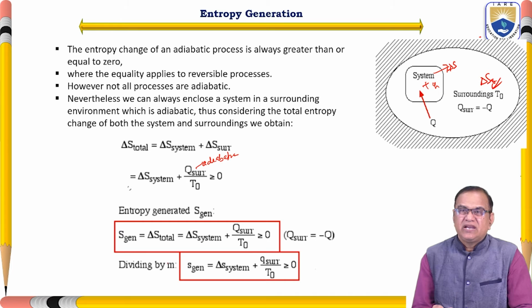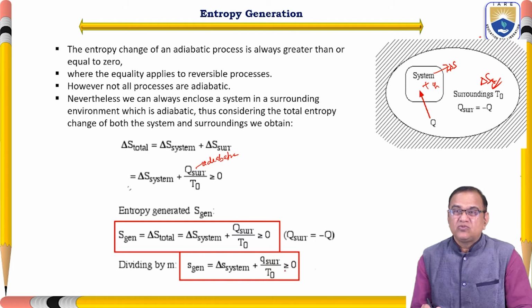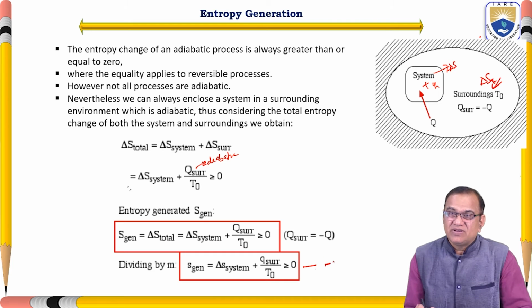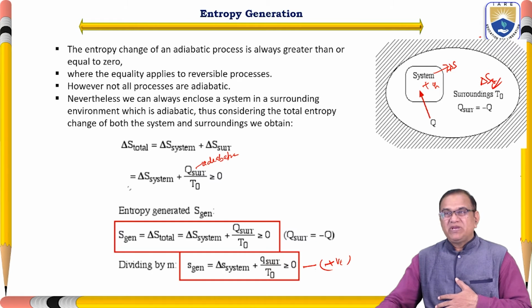So here, dividing by m, you will get S generation is equal to delta S system plus Q surrounding by T naught, greater than or equal to 0. So this is called S generation. This S generation will always be positive. A positive number will come here. So it is called the entropy generation.